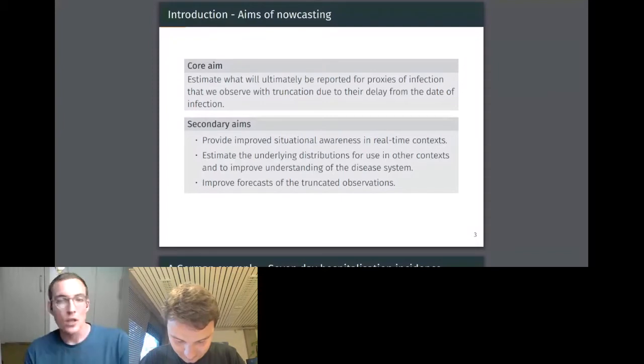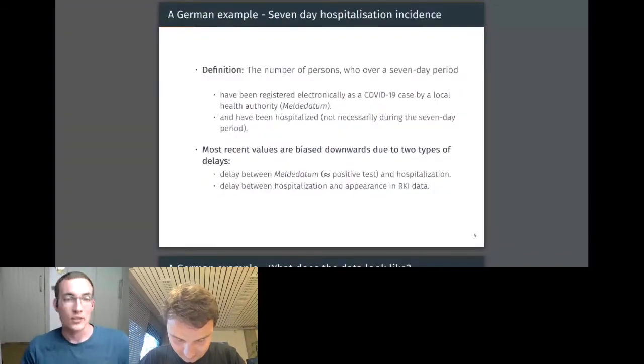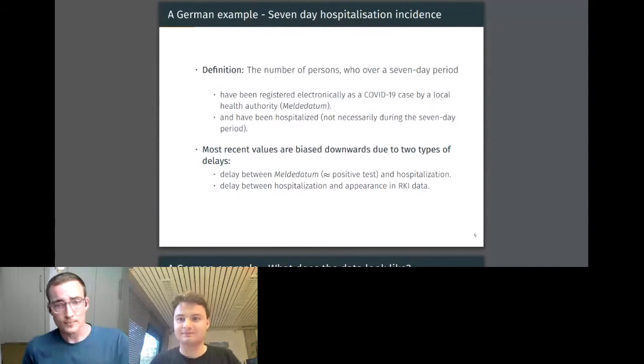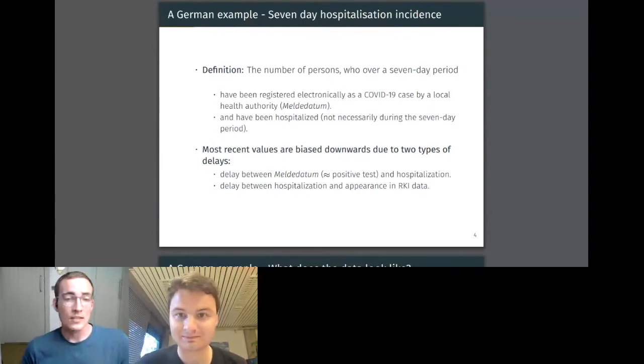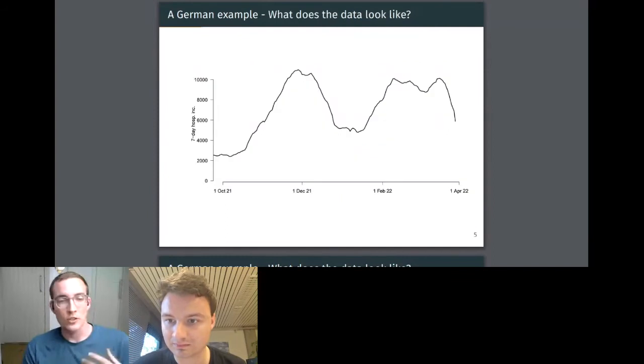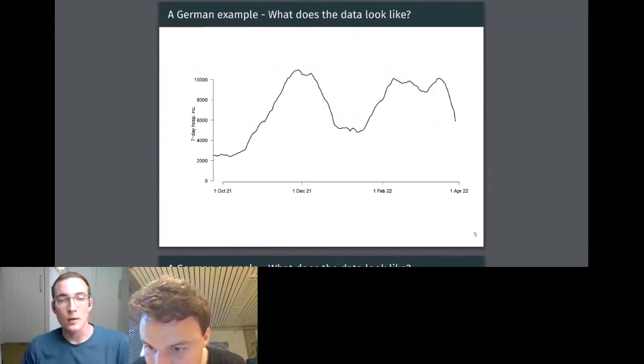So the German example, the key here is we're looking at 7-day hospitalization incidence. And why, I hear you asking? The reason is because this is the key measure that was used to set policy in Germany. So it's important that they have a real-time estimate in order to make effective health policy. And it's indexed by date of positive test, but it's available by date of report. And that means that the date that you see in a given week, those aren't hospitalizations that necessarily have been reported in that week. And that's where the truncation comes from. So this is what we might typically end up observing after a long period of time.